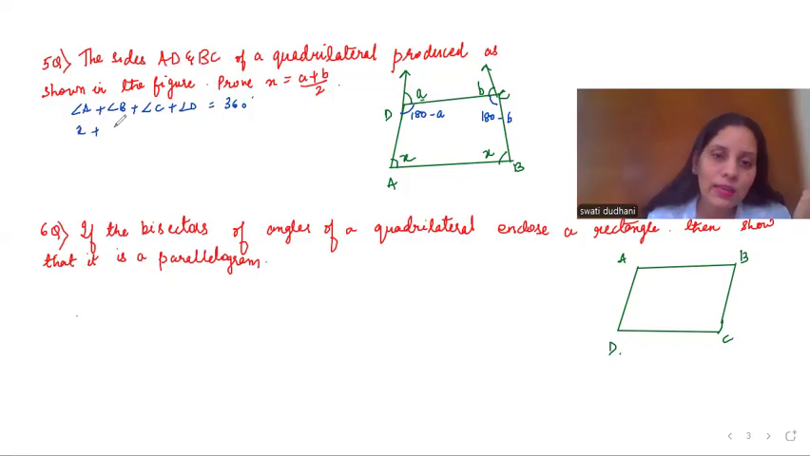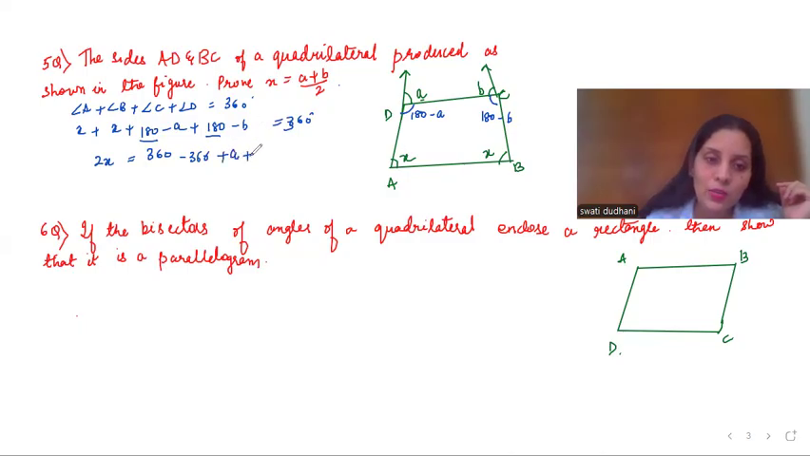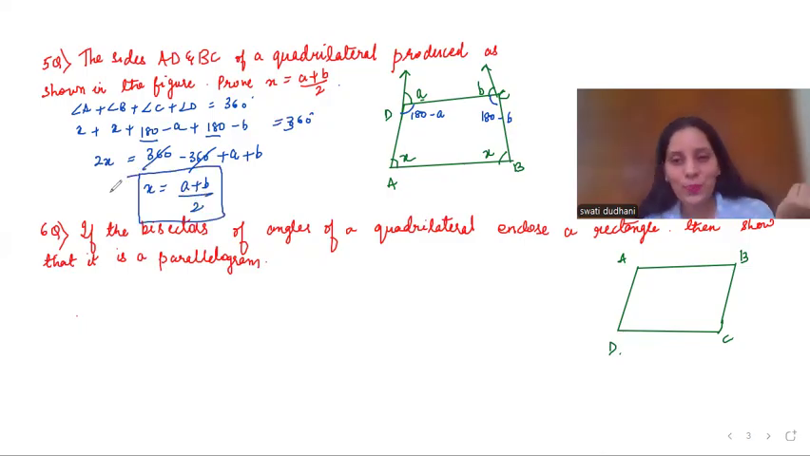Now A is x, B is x, C is 180 minus A and D is 180 minus B, equal to 360 degrees. Now x plus x is 2x is equal to 360. 180 plus 180 is 360. When I transpose it, it becomes minus 360. Minus A transposed becomes plus A, minus B transposed becomes plus B. Plus 360 minus 360 cancels. So x is equal to (A plus B) by 2, which is what we need to prove.